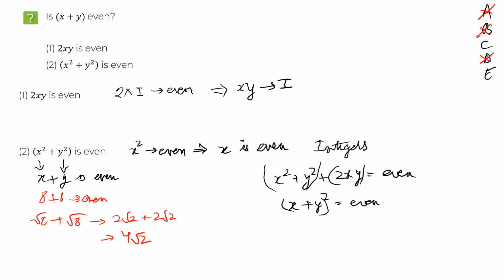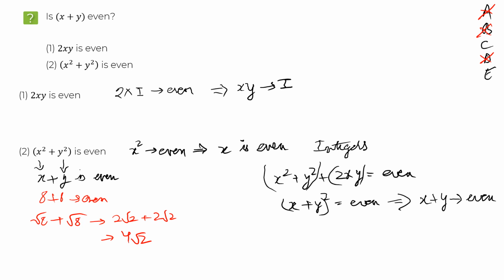But does this imply that x plus y is also even? Can I say that? No. Why not? Because I don't know if x plus y is an integer as well. If x plus y is an integer, then I can say it, but I don't know whether x and y are integers or not. I don't know whether x plus y is an integer or not, so I cannot come to this conclusion.